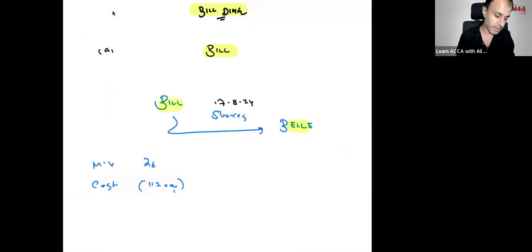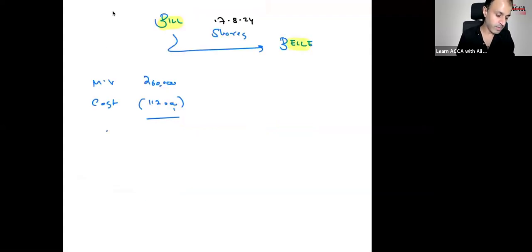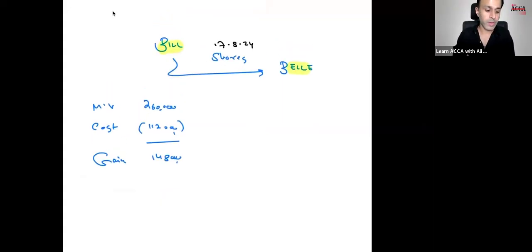So I can work out the gain in the first place easily. 260,000 minus 112,000 is 148,000. The gain is 148,000. The cost in the books of Belle will be 260,000. Now, this is what we will have to try and hold over.